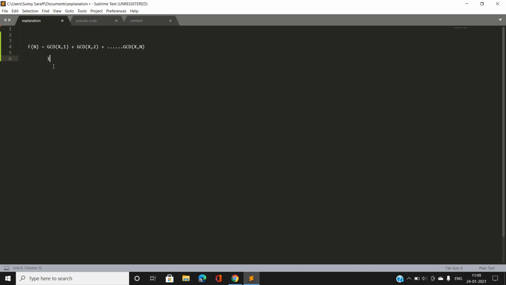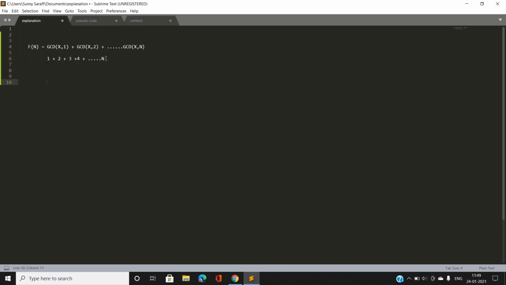That would be 1 plus 2 plus 3 plus 4 and so on up to n, because we know that GCD of a, b is always less than or equal to the minimum of a, b. So we would try to make GCD(x, i) equal to i. So this would be the maximum f(n) that we can get.